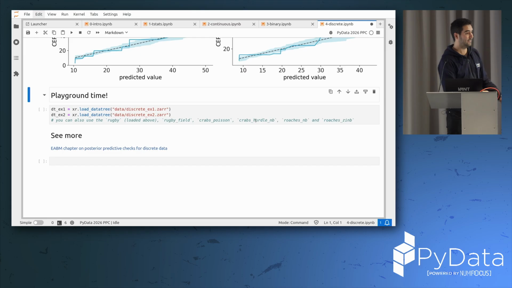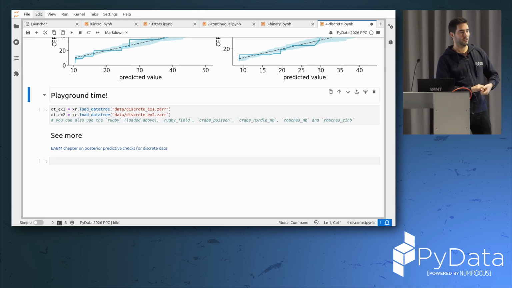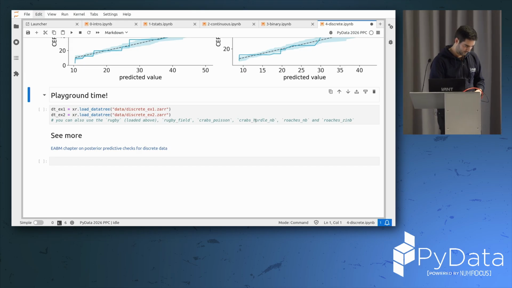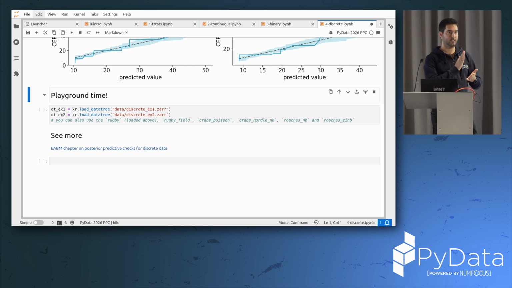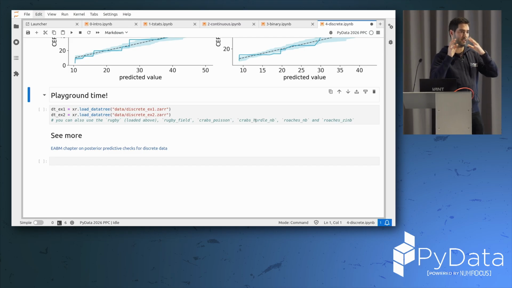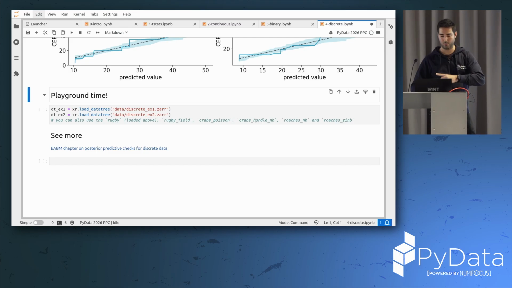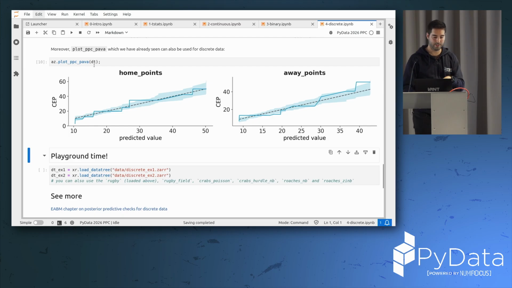Yes? Would you use the same thing for multinomial where it's not ordered? So like a dice or something? Yes, not 5 and 6 following. As long as it's discrete data, yes. If it's categorical, then we would use a variation. The rootogram wouldn't be useful in that case, but we can use a variation of plot PPC PAVA.